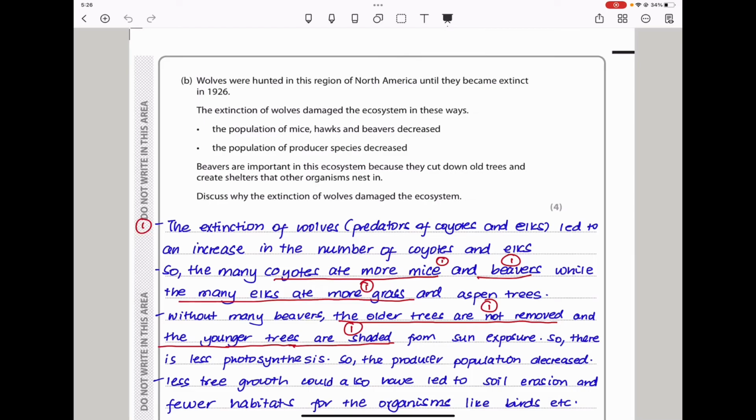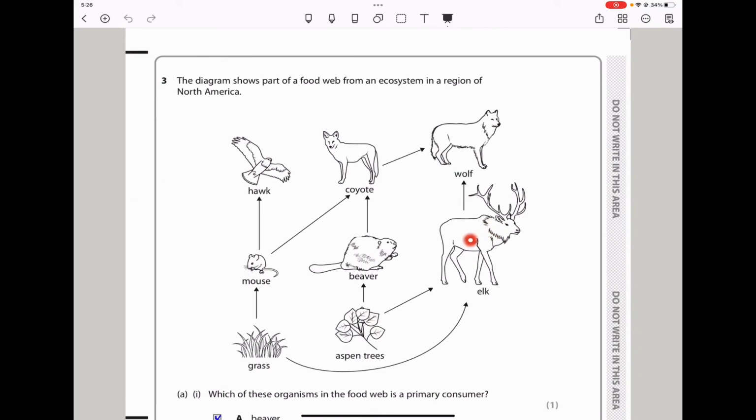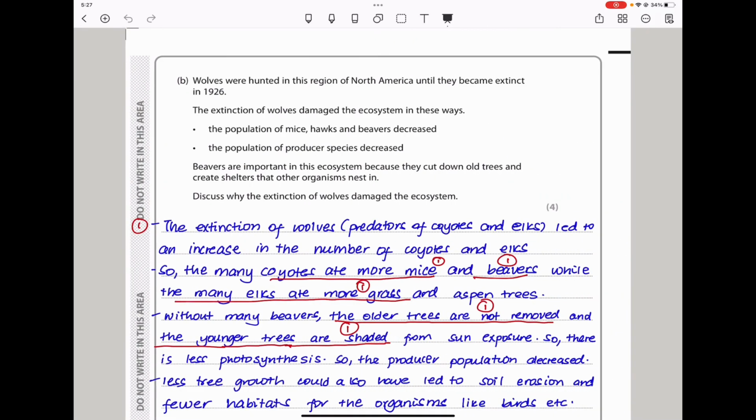Now, I'm going to take you back to what I wrote. I said, the population of producer species decreased. I think I've explained why. You remember, once these ones here increase in number, they will eat a lot of this and a lot of that. That means these are going to decrease, and because these have less food, they will also decrease in number. So that is what the question is telling us.